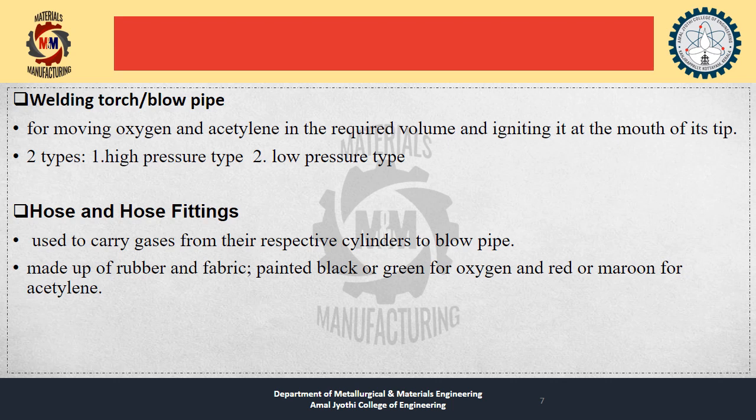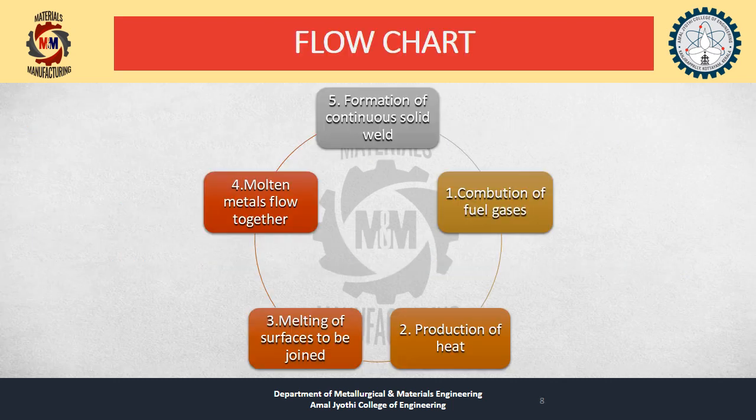And then we have hose and hose fittings. They are used to carry gases from the respective cylinders, that is, we have two cylinders, to the welding torch. The materials used to construct these are rubber and fabric. They are painted black or green for oxygen, and red or maroon for acetylene.